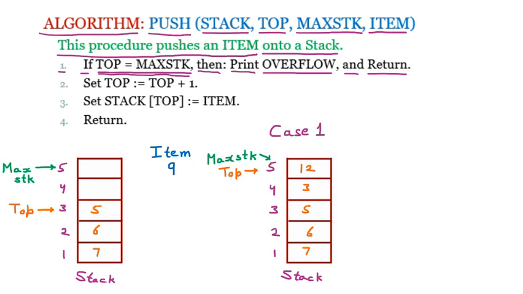So if top and max stack are equal, that is only the case when the stack is full. Then we will say overflow and return, so further lines will not be executed. So in case 1, these lines will not be executed and it directly returns.